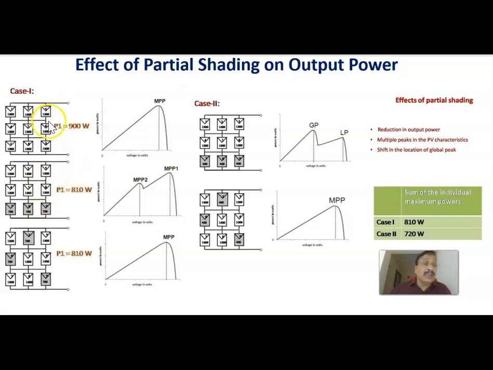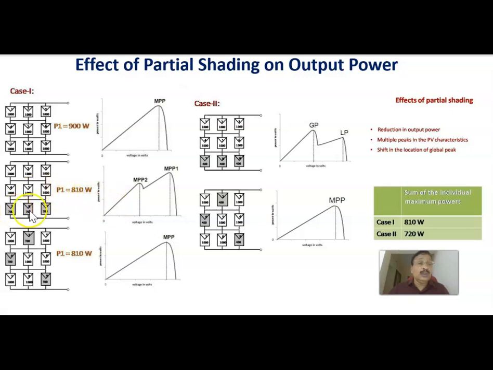Now, in case 1 itself, the last row is being shaded. If it is partially shaded, 30% is shaded, so that you get 70 watts from each one. These are 100 watts, and this is 70 watts. Therefore, the total power now generated is 100 into 6, which is 600, plus 70 into 3, that is 210, so the total wattage is 810 watts.